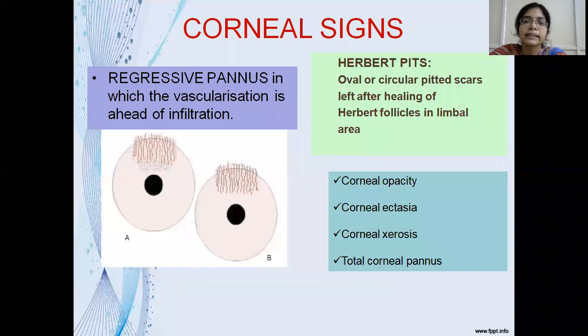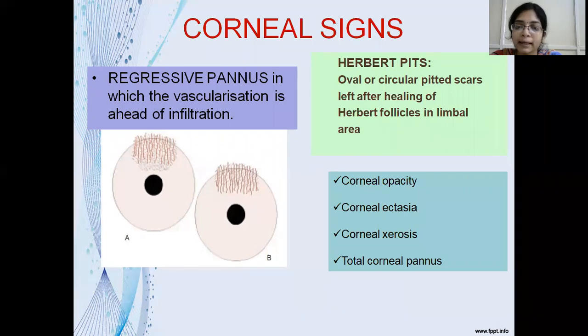Now, what are the corneal signs? Again, as I said, active trachoma had progressive pannus. Here we have regressive pannus, where vascularization is ahead of infiltration. And in the active phase, we had Herbert follicles. Now, if these Herbert follicles in the limbal area heal, we will have oval or circular scars known as Herbert pits.